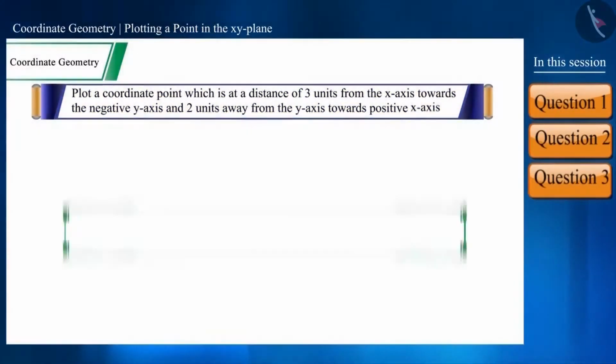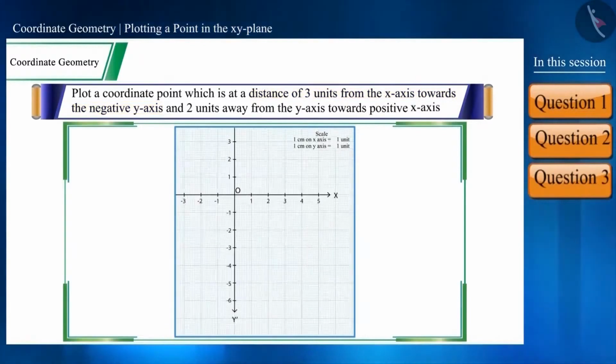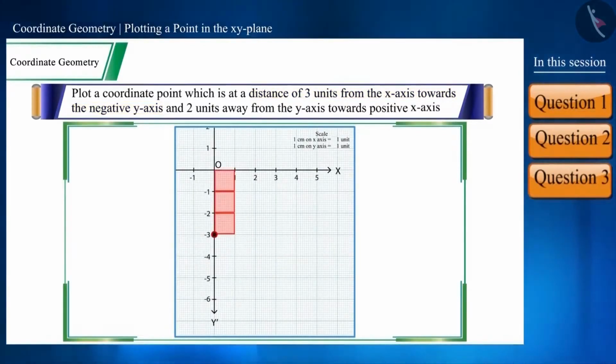The first line says that the point is at a distance of 3 units from the x-axis to the negative y-axis. That is, -3 on the y-axis. And from y-axis towards positive x-axis at a distance of 2 units, that is, 2 units from -3 on the y-axis to the positive x-axis, that is, it is in the 4th quadrant.